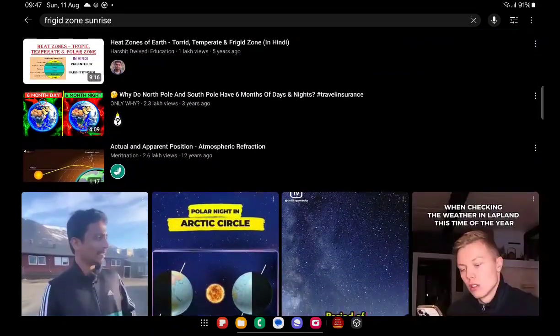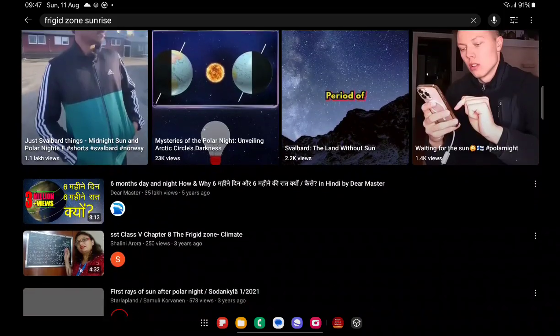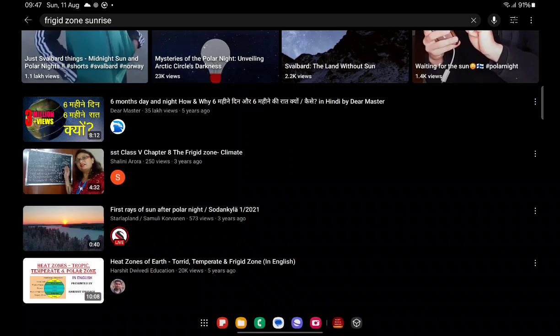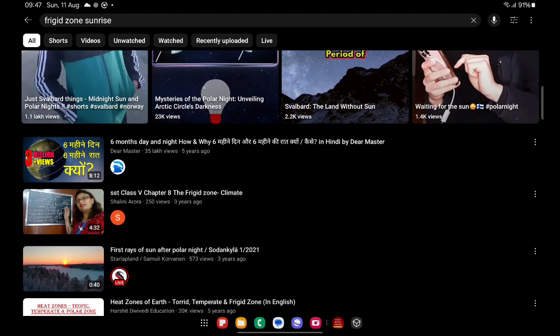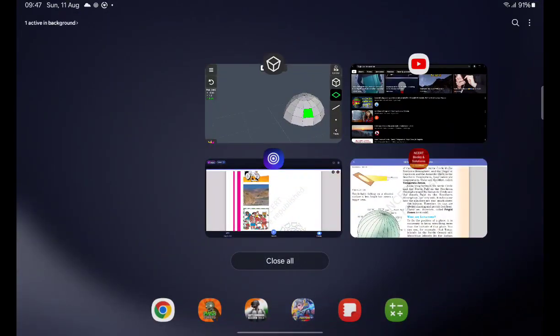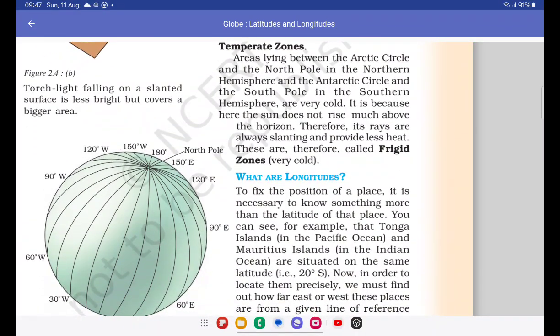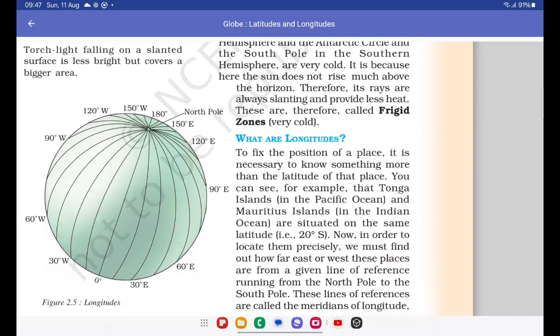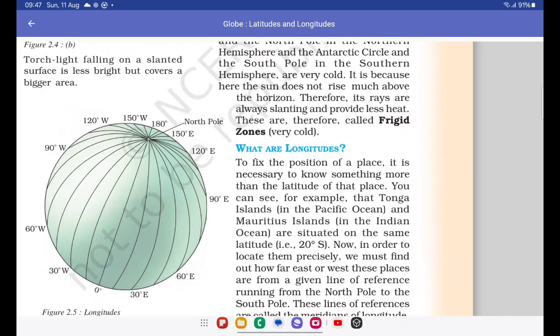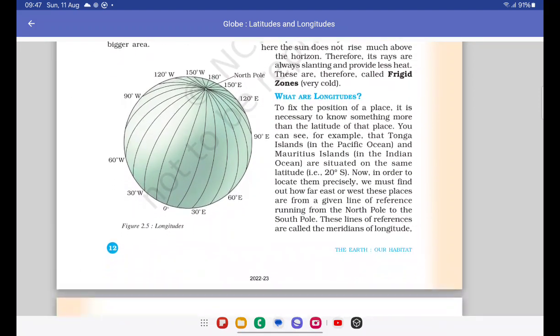So basically, you saw how the sun does not really rise much above the horizon. These areas are almost always covered in darkness, and there's not much sunlight even when the sun is up there. Even when the sun is in the sky, there's not much light, and it's basically still dark there. So these are the frigid zones.